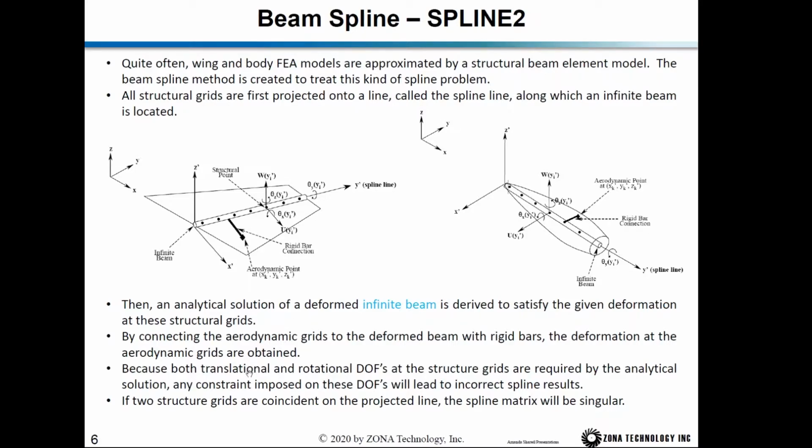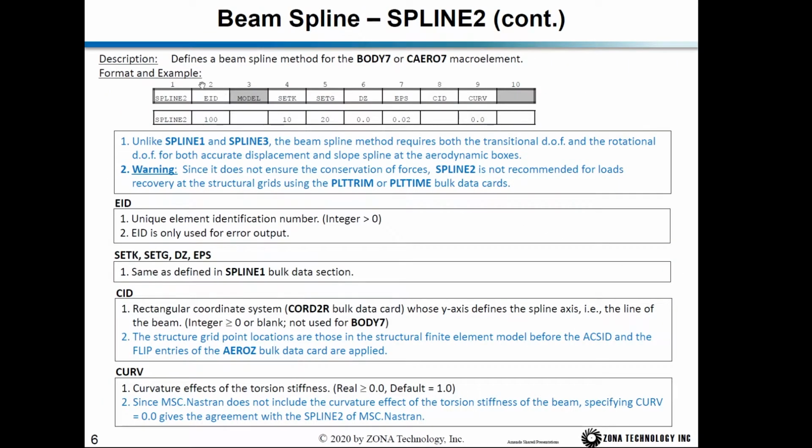Also, if two structure grid points are located at the same location on the projected line, the spline matrix will be singular. So the card is called spline 2. Again, you have EID. And unlike spline 1 and spline 3, the beam spline method requires both the translational degrees of freedom and the rotational degrees of freedom for both accurate displacement and slope splining at the aerodynamic boxes.